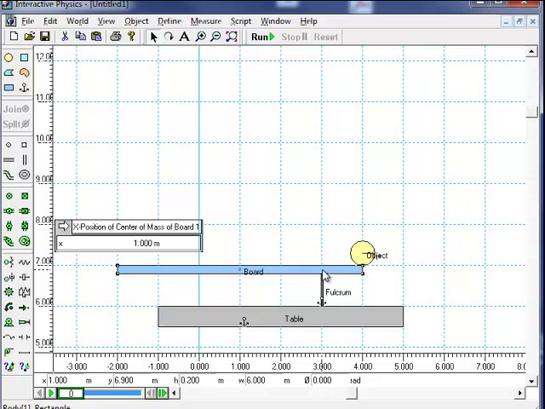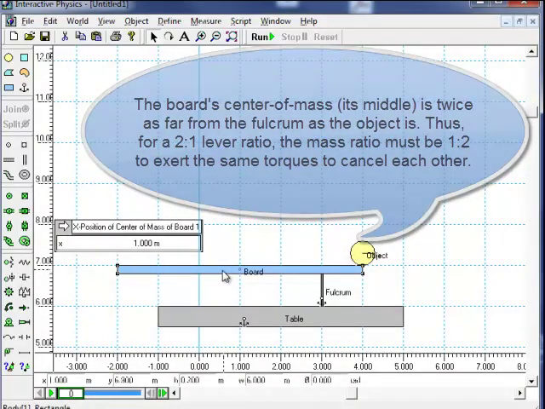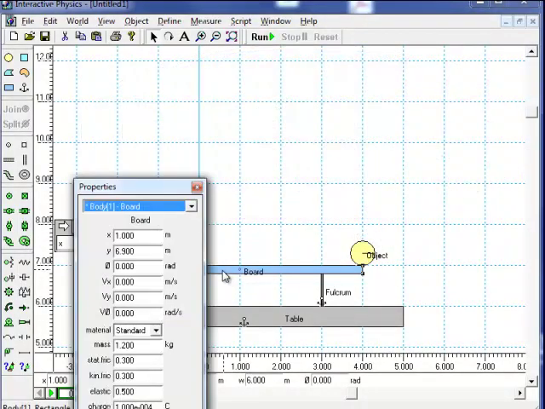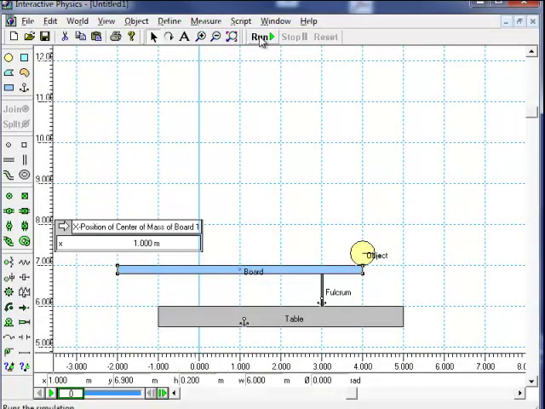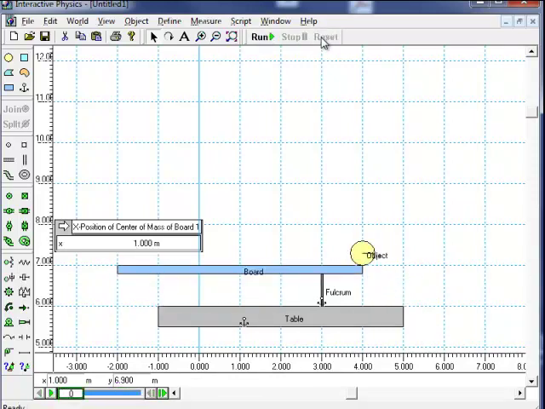And that means that as the lever ratio is 2 to 1, the mass ratio needs to be 1 to 2. So the 2.4 kilograms here is twice as much as that of the board. That should be 1.2 kilograms, and of course we saw that earlier, it is 1.2 kilograms. And just for a moment, it is actually stable until the ball actually does roll off, since after all it's round.